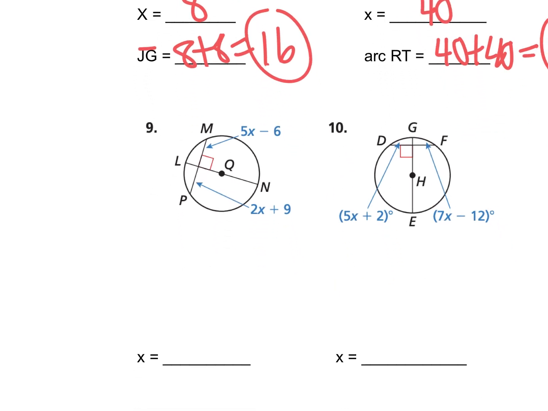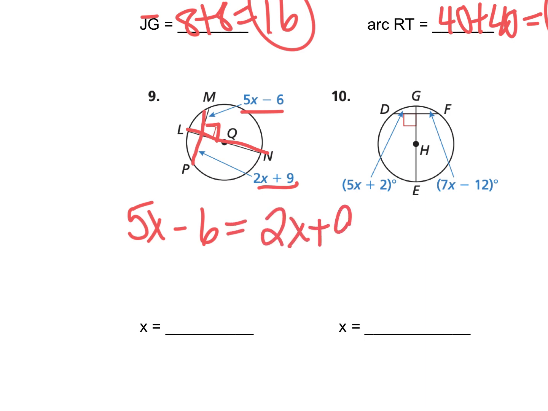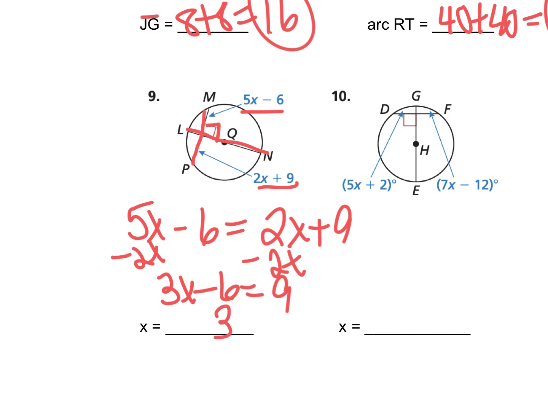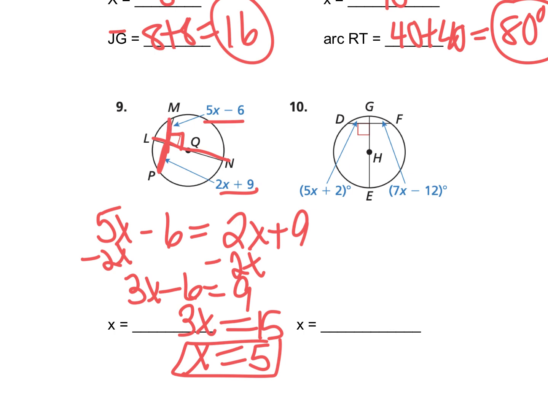Okay, a couple more examples here, pretty simple. We've got a diameter again, we've got a chord, they're perpendicular, which means those two pieces of that chord are going to be equal to each other. So 5x minus 6 equals 2x plus 9. I'm going to subtract 2x from both sides and get 3x. If I add 6 to both sides, I get 3x equals 15 and x equals 5. Okay, so that was segments, part of the chord here, that are equal to each other.